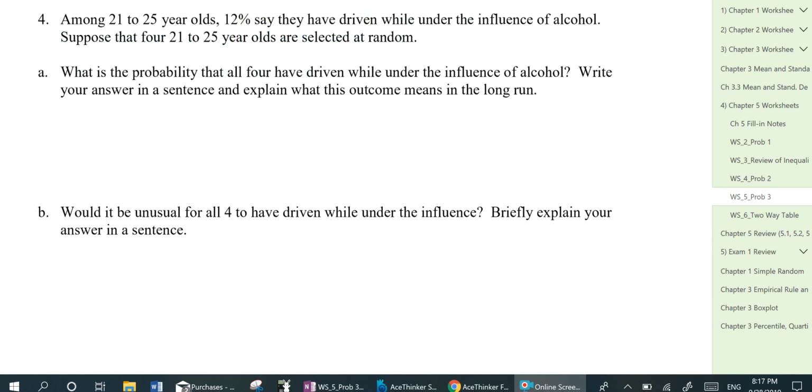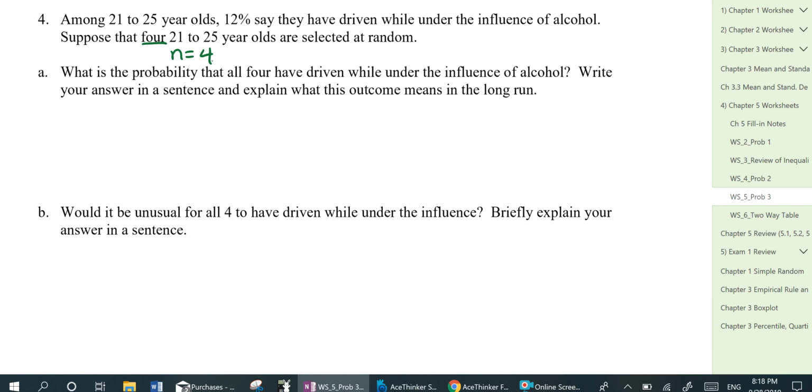Number 4 says among 21 to 25 year olds, 12% say they have driven while under the influence of alcohol. Suppose that 4 of the 21 to 25 year olds are randomly selected. So note that I'm going to select 4, so the sample size is 4. I'm going to select 4 students. I'm going to ask whether they have driven under the influence of alcohol or not.